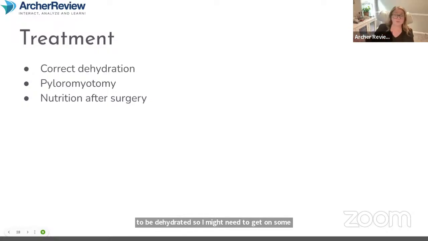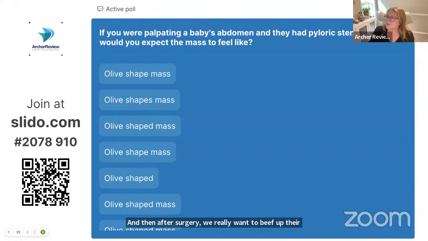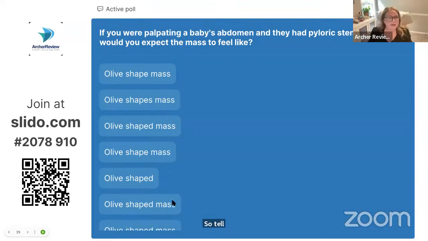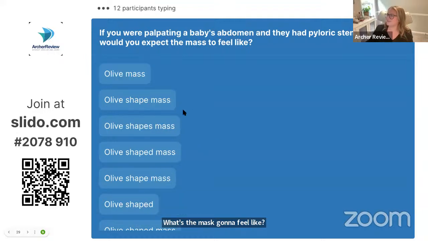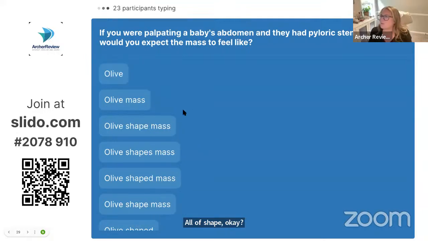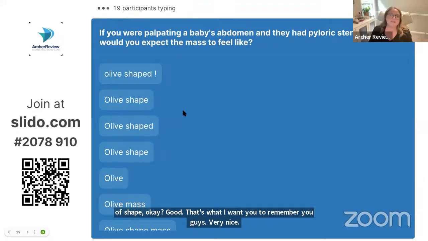And then after surgery, we really want to beef up their nutrition so they can grow and develop. So tell me, we'll stay on the Slido train. If you're palpating that baby's abdomen, what's the mass going to feel like? Olive shape? Okay, good. That's what I want you to remember, you guys. Very nice. An olive-shaped mass.